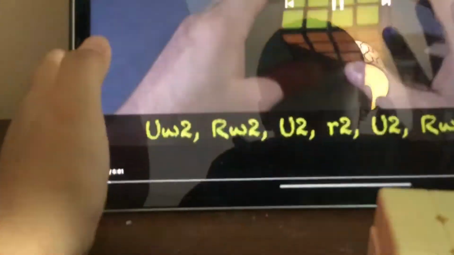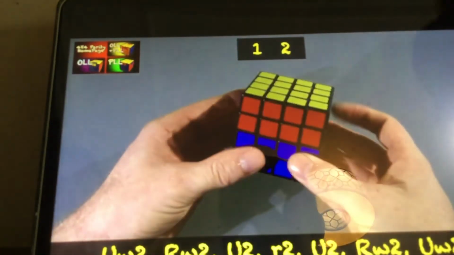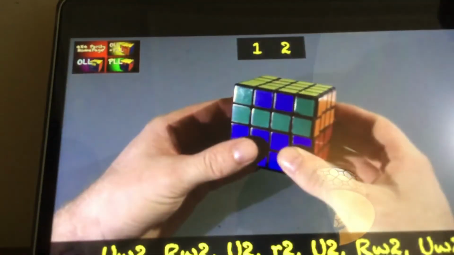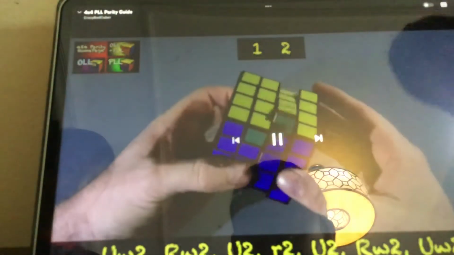You have clicked on the 4x4 PLL parity. What PLL parity is, to solve both ways.